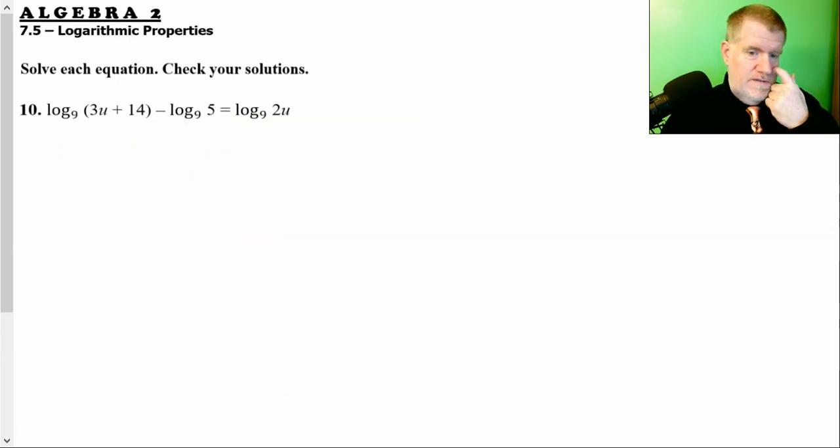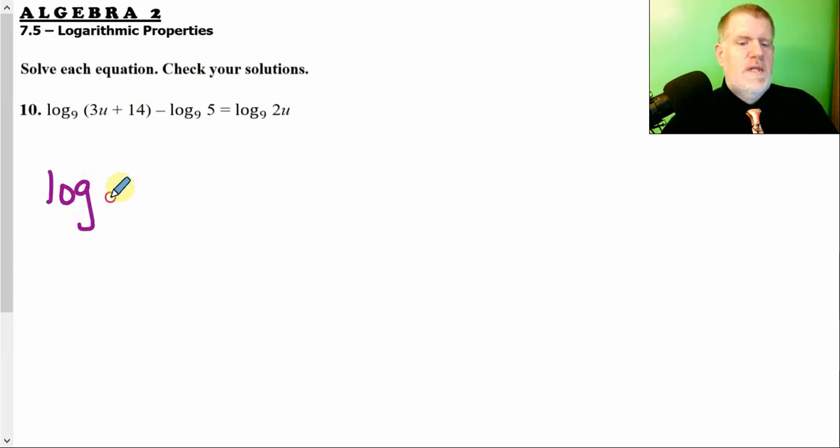All right, here. So we've got a few things going on. We're adding and subtracting. Now remember, this is one term being added. There's no property. Be careful. Log base 9 of 3u plus 14 is not log base 9 of 3u plus log base 9 of 14. It's only when you multiply. So be careful. But we are subtracting these. And when you subtract two logs, what does that mean? It means you can divide them. So this is what you end up with.